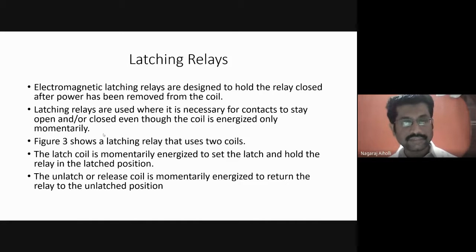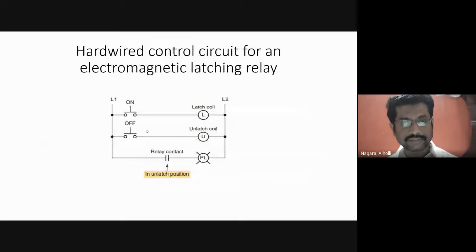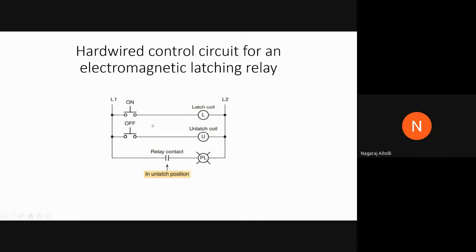The next figure shows a latching relay which uses two coils. Okay. Next we will be seeing the figure of the latching relays here. Let us look into this figure. Here we have two coils, latch coil and unlatch coil. This relay coiling circuit has two coils. One is called the latch coil, another one is called the unlatch coil at the output.